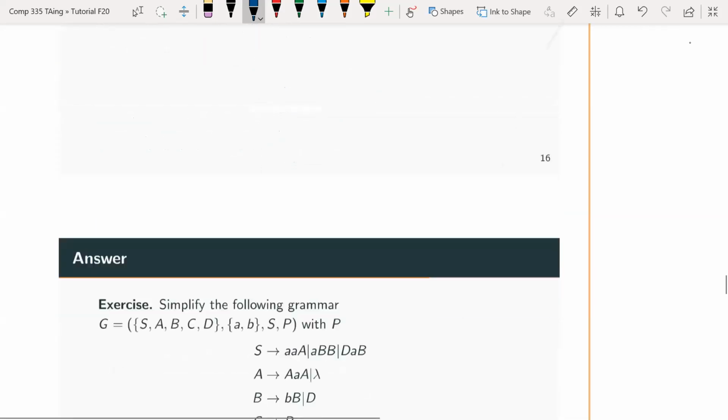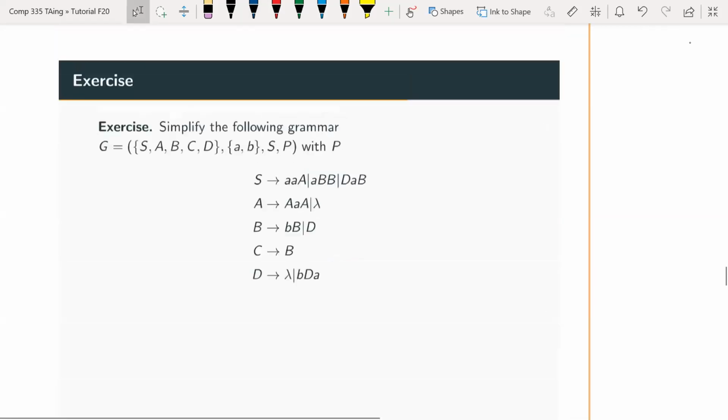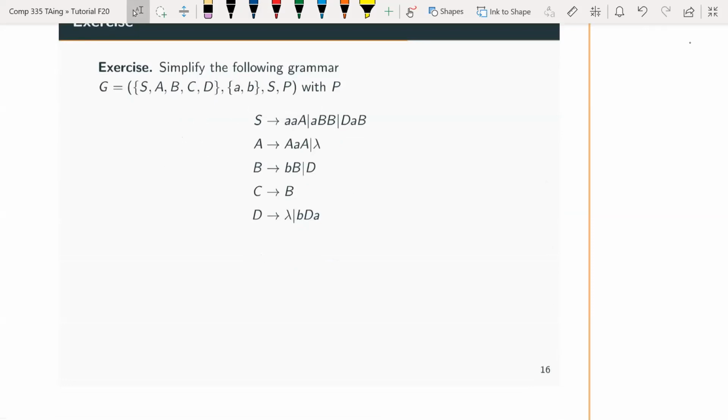So let's do, how much time do I have? Okay. So let me do the exercise. This exercise, I'll show you how to do it because we're running short on time. So I have the following grammar G here. This is my grammar, and I want to simplify it.